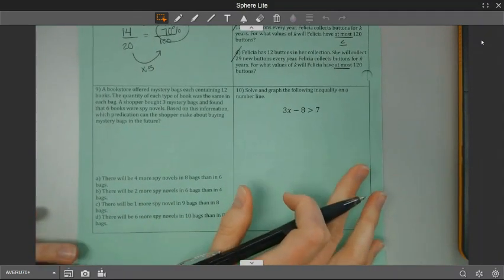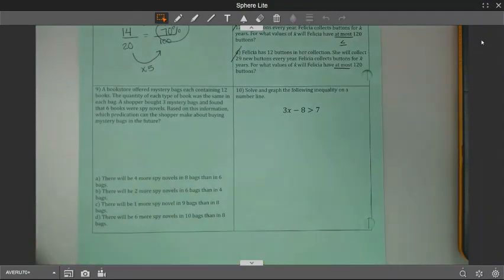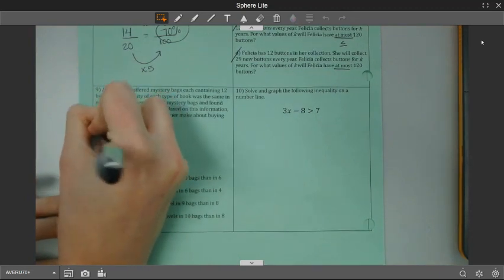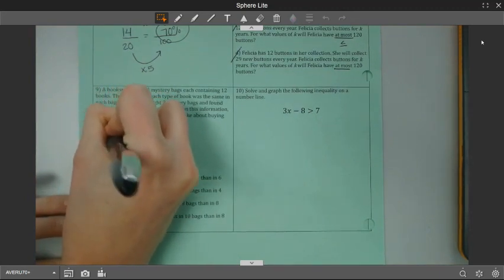Number 9, a bookstore offered mystery bags, each containing 12 books. The quantity of each type of book was the same in each bag. A shopper bought 3 mystery bags and found that 6 books were spy novels. Based on the information, what prediction can the shopper make? Okay, if we're talking about bags to books, I can set up proportions for all of these.